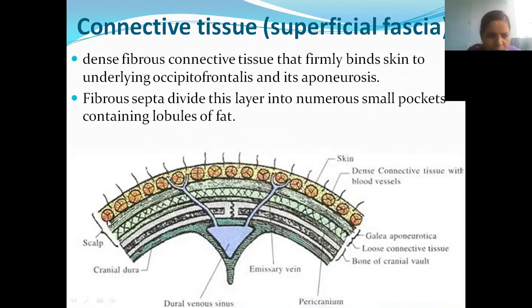Now the fibrous septae will be there which divide this layer into small pockets. You can see these containing all yellow, yellow, yellow. That means these are all fat lobules. And thin septae will be there which run from the skin to the epicranial aponeurosis, which divide the connective tissue region into compartments. All these compartments are filled with fat.